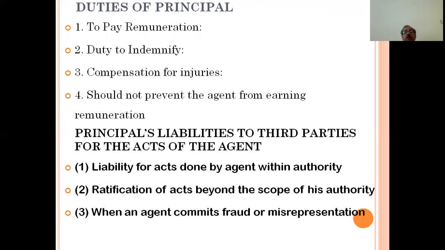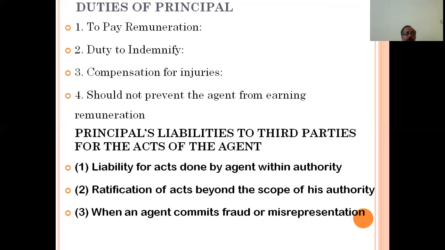Then compensation for injuries, and it is the principal's duty not to prevent the agent from earning remuneration. Should not prevent the agent from earning remuneration. So these are the duties. First one, duty to pay remuneration, duty to indemnify in case of loss, and compensation for injuries. Should not prevent the agent from earning remuneration.